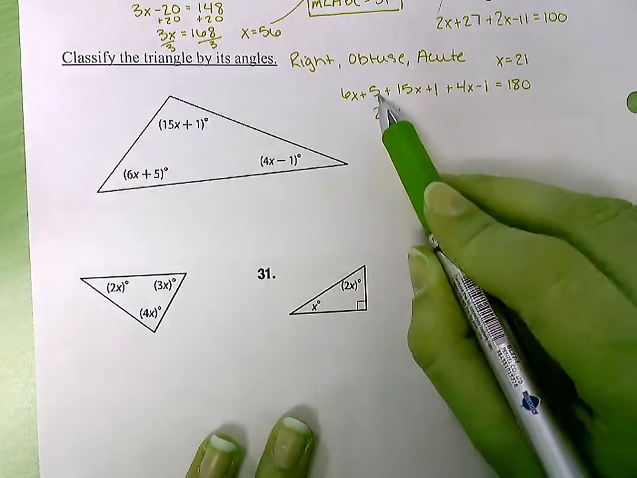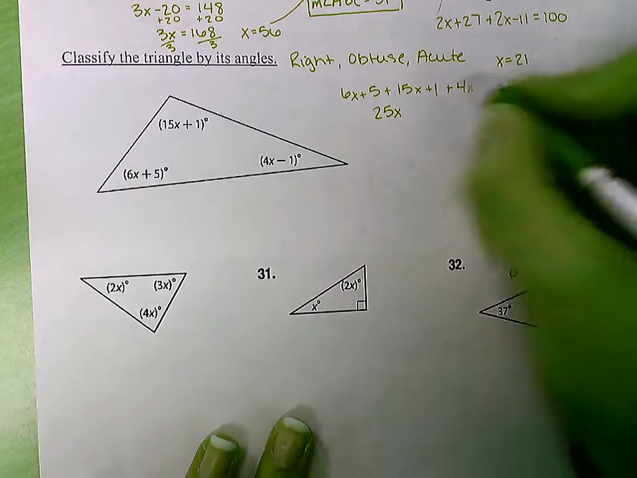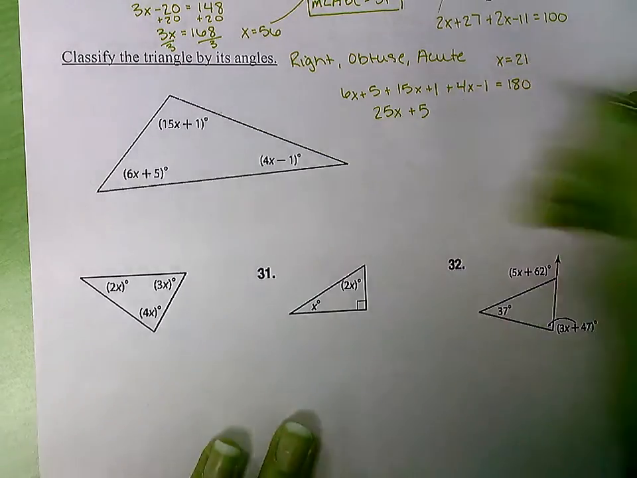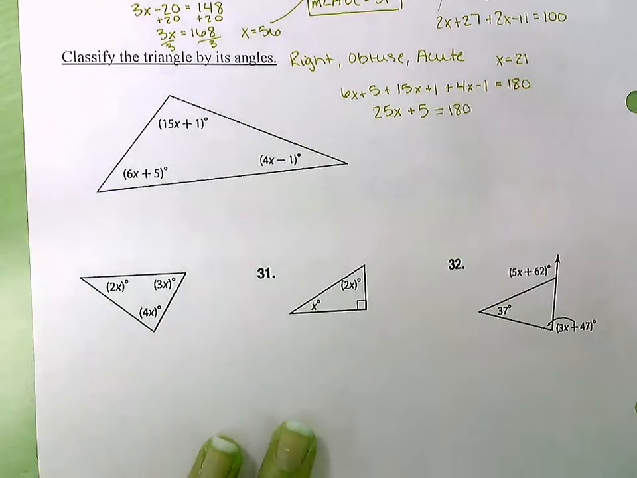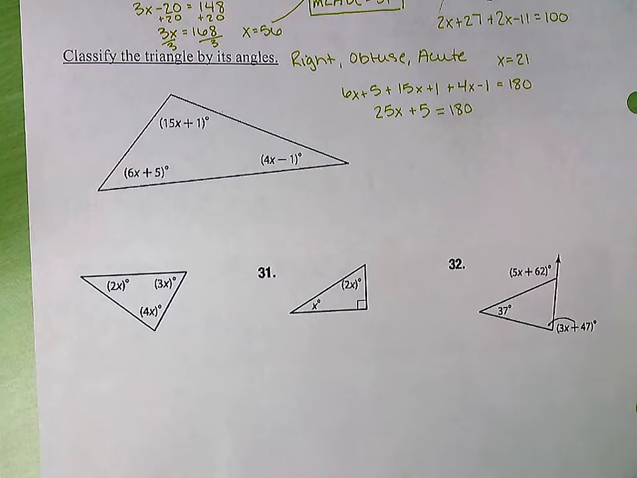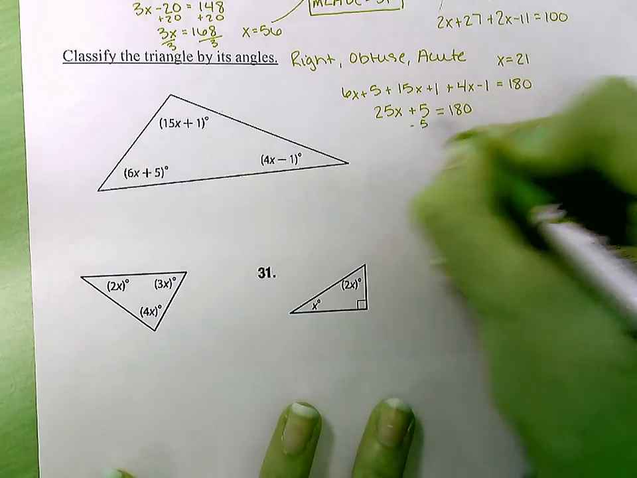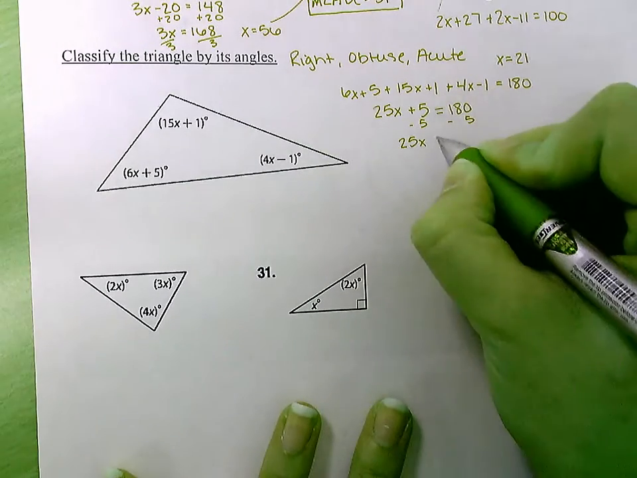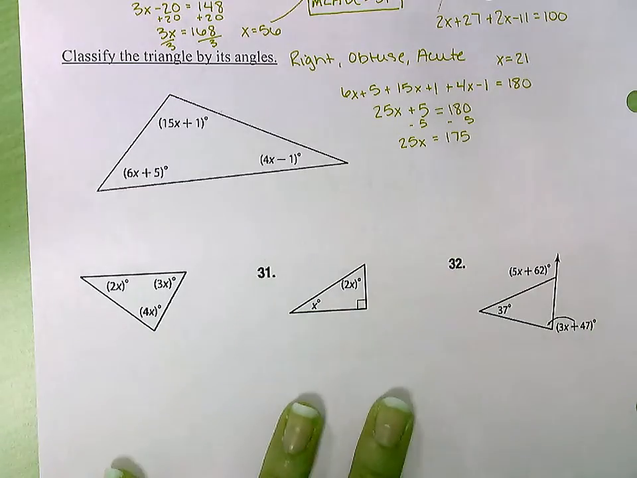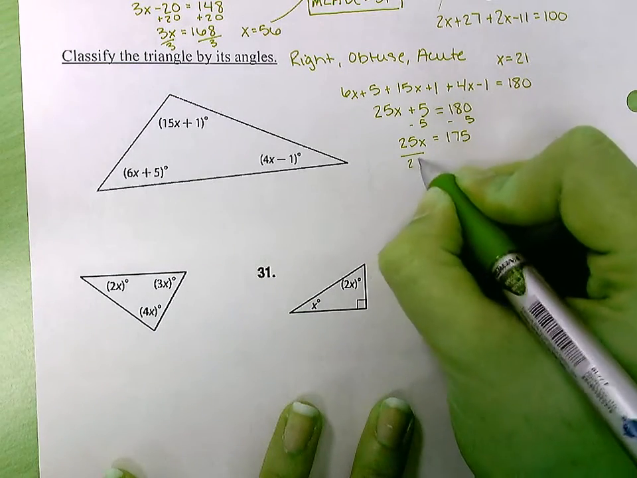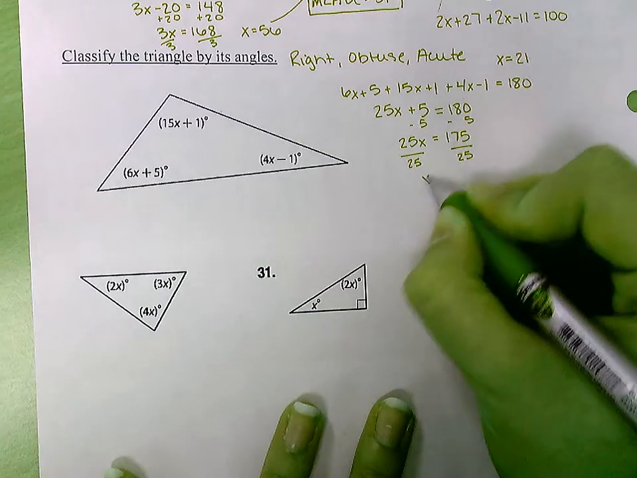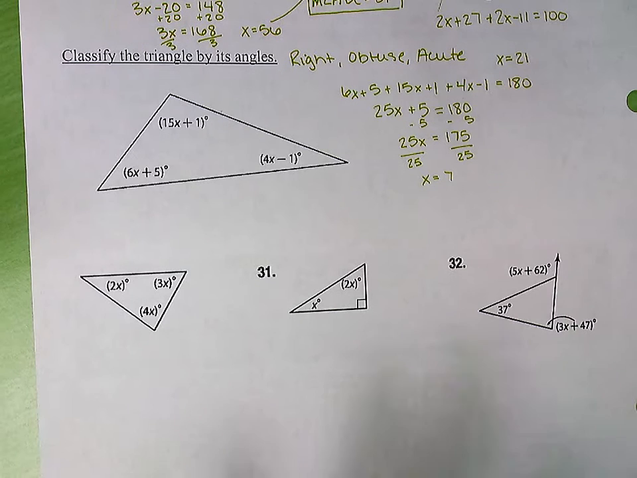Okay, next I can add 5 plus 1 minus 1. That's 5. That's equal to 180. Subtract 5 from both sides. So we have 25x equals 175. Divide both sides by 25. It is 7.